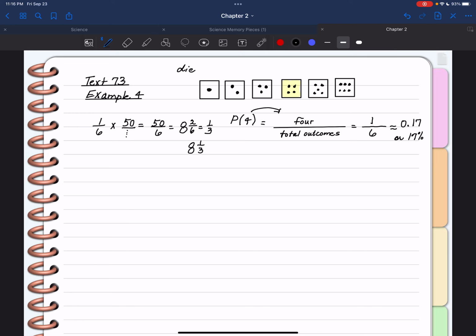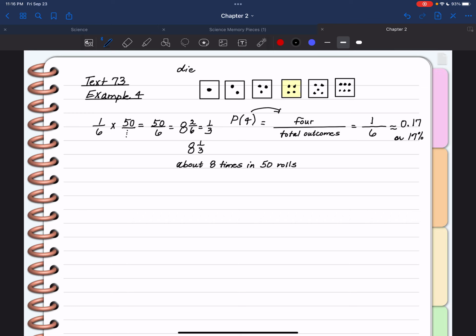So the probability of getting a 4 in 50 rolls is about 8 times, if you rolled it 50 times. Pay attention to that word times, and that will help you know that you have to multiply there.